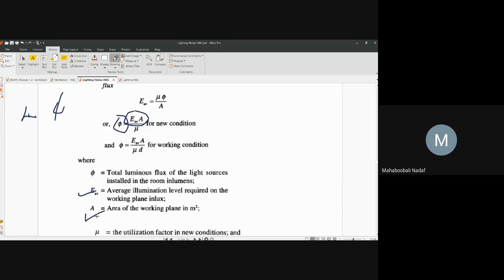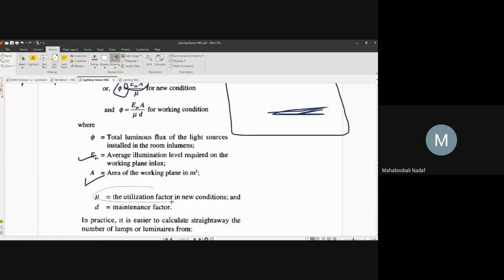Now, what is A? Area of that working plane, not the area of the room. The area where you are working, that you should take. What is mu? Mu is the utilization factor. Generally, it will range from 0.6 to 0.8. Like that you have to understand.